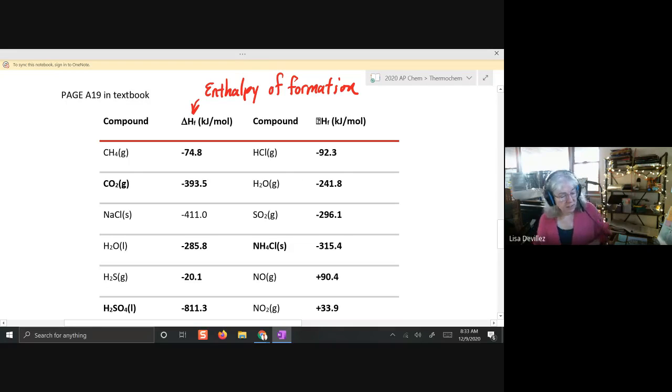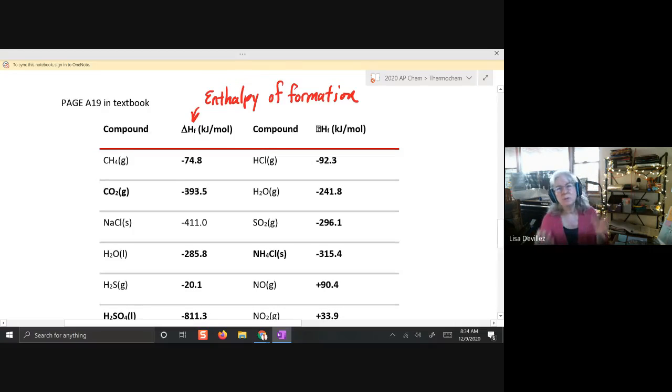What that means is that is the enthalpy change that occurs when that compound is formed from its elements when the elements are in their standard state. We talked about it before, and I think it's up in the notes, but standard state, the pressure is 1 atmosphere, but the temperature is 25 degrees Celsius. So it's like normal room temperature.